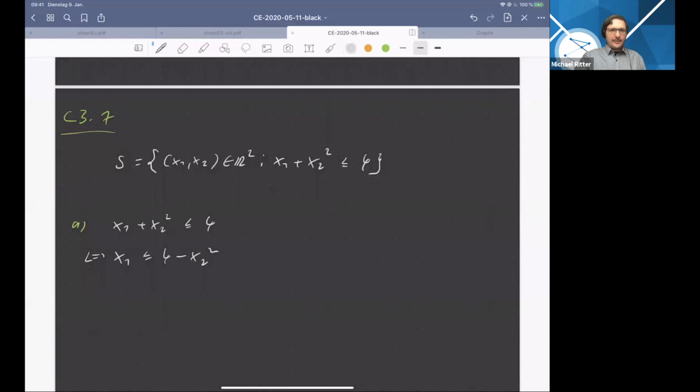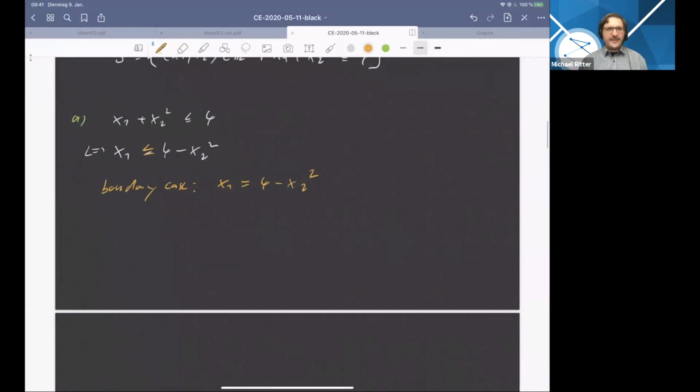Well, the first thing that we're going to try is to find the boundary points. In this case, we have less or equal. So that means we can have a look at the equality cases first, and then find out on which side of that boundary the x1 with strictly less than this right-hand side expression actually lie. Okay, so we'll have a look at the boundary case. That is x1 equals 4 minus x2 squared. How does that look like?